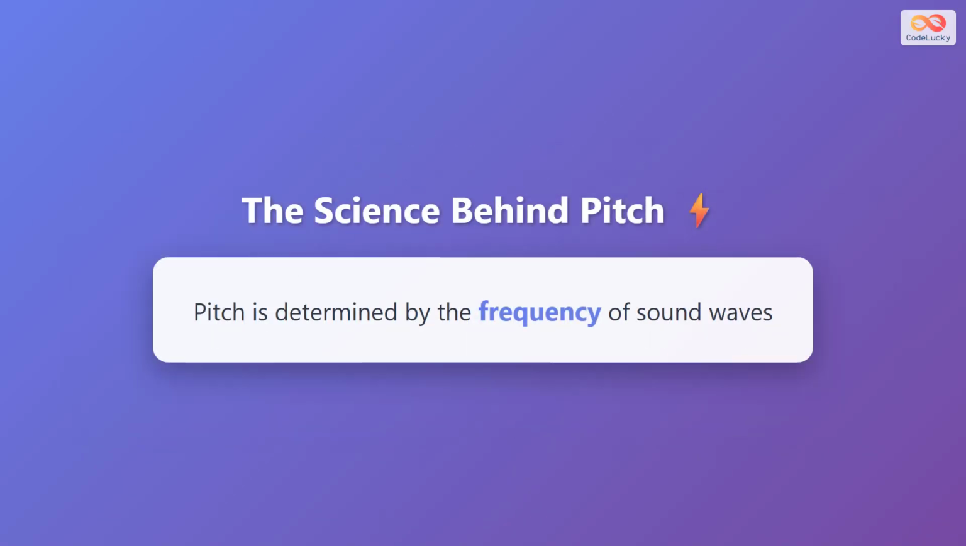Now, let's understand the science behind pitch. Pitch is determined by the frequency of sound waves. Frequency is the key physical property that our ears detect and our brain interprets as pitch. When sound travels through the air, it moves as waves, and the frequency of these waves is what creates the sensation of pitch. Understanding this connection between frequency and pitch is essential to understanding how sound works.